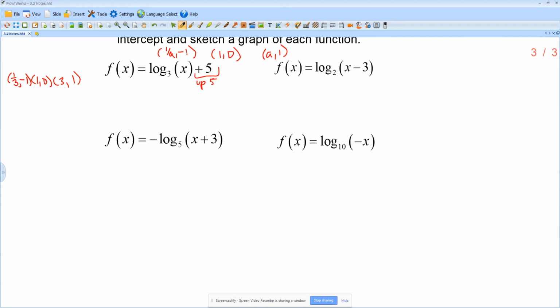But we want to take this a step further. If I'm talking about going up 5 units, what I'm talking about is changing the y values. So I go to these coordinates and I take the y values and I add 5 to them. This gives me 1/3, 4; 1, 5; and 3, 6.